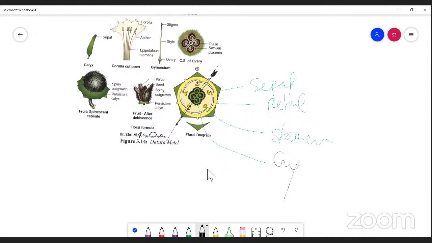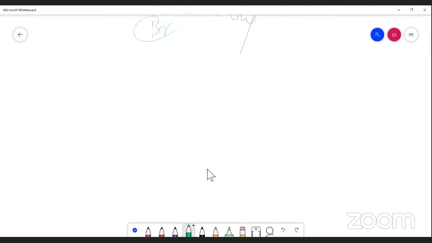So this is very interesting and easy to draw, right? Is there any doubt regarding the topic? And this portion is called the bract. It is known as a bract. When you write about the floral formula, you can understand. The floral formula. I'm talking about the floral formula.